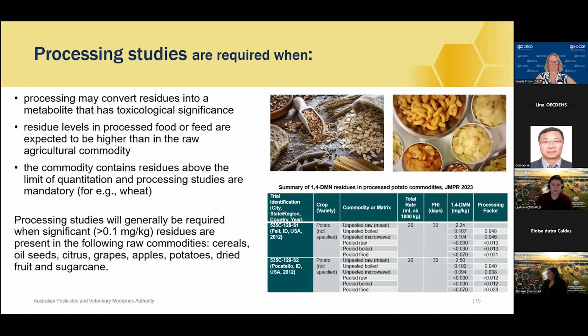We would expect to see processing studies when processing may convert residues into a metabolite that has toxicological significance. Residue levels in processed food or feed are expected to be higher than in the raw agricultural commodity, or when the commodity contains residues above the limit of quantitation, and processing studies are mandatory. Processing studies are generally required when residues over 0.1 milligrams per kilogram are present in cereals, oilseeds, citrus, grapes, apples, potatoes, dried fruit, and sugarcane. And we have an example of results from a potato processing study here.